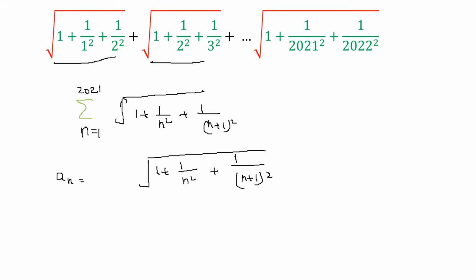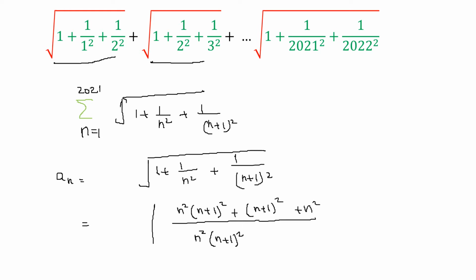Okay, so we can simplify by taking the LCM. If you take the LCM, you get n squared into (n plus 1) whole squared, and here you will get n squared into (n plus 1) whole squared plus (n plus 1) whole squared plus n squared, all under the square root. So how can we solve this? Let's see. By simplifying, we get a_n equals that.